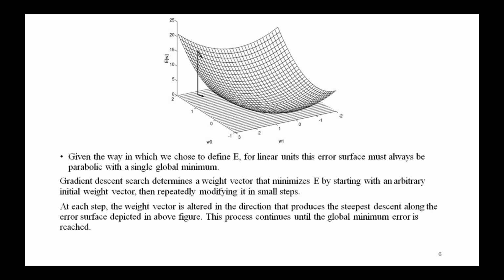The gradient descent search determines a weight vector that minimizes capital E by starting with an arbitrary initial weight vector, then repeatedly modifying it in small steps. At each step, the weight vector is altered in the direction that produces the steepest descent along the error surface, which is depicted in this figure. This process continues until the global minimum error is reached. So this is visualizing the hypothesis space.